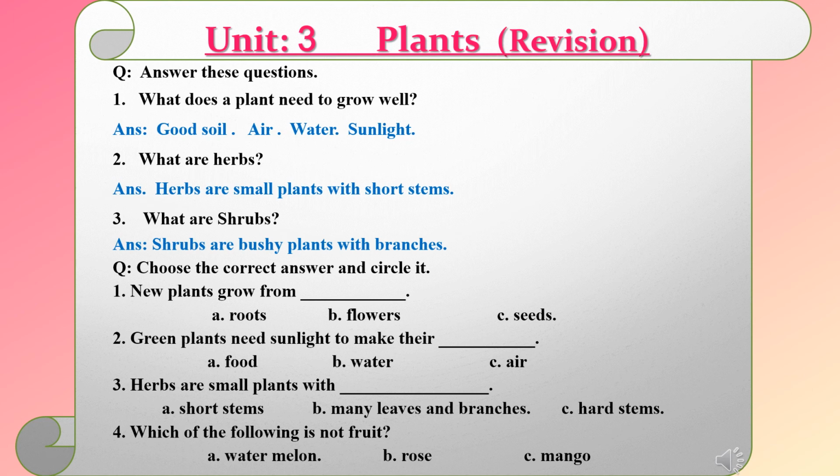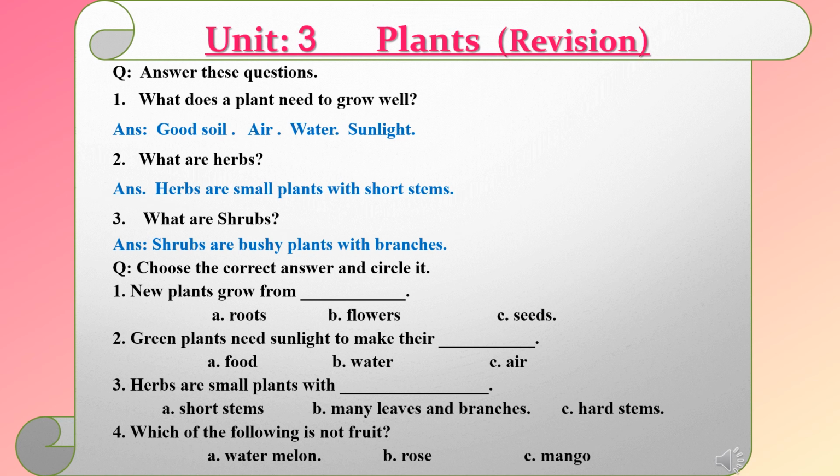What can green plants make by using sunlight? Food, water or air? Yes, food. Green plants can make food by using sunlight. Number 3, herbs are small plants with dash: with short stems, with many leaves and branches or with hard stems. Yes, well done. Short stems.